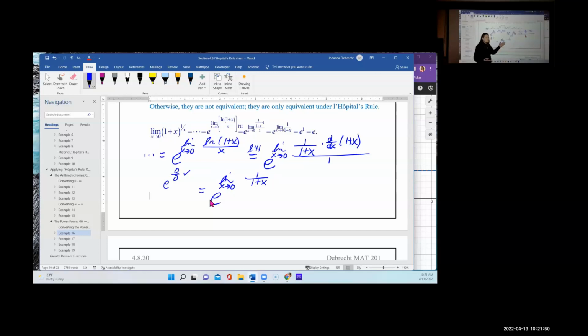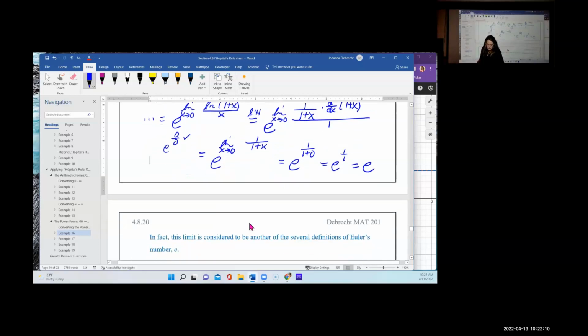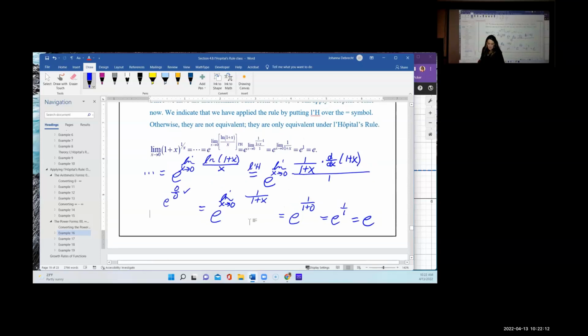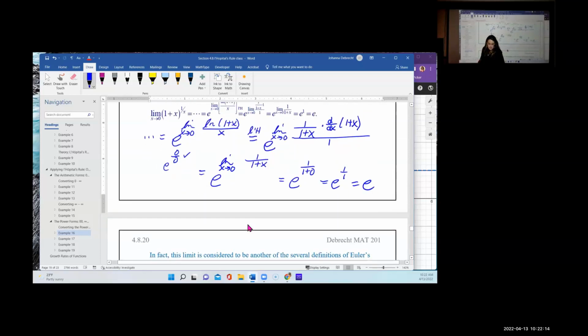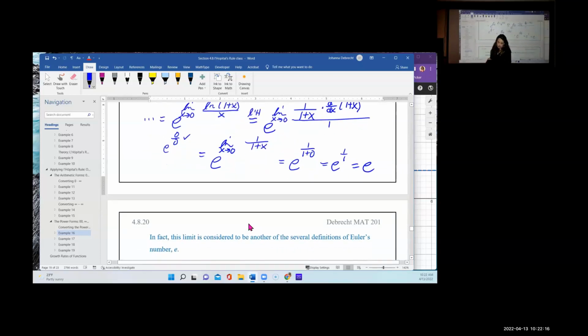Now I need to substitute it in again. When I substitute it in, I'm going to get e raised to the power 1 over 1 plus 0, which becomes e to the 1 over 1, which is e. You have just discovered another one of the definitions of e. This is one of the definitions of e.